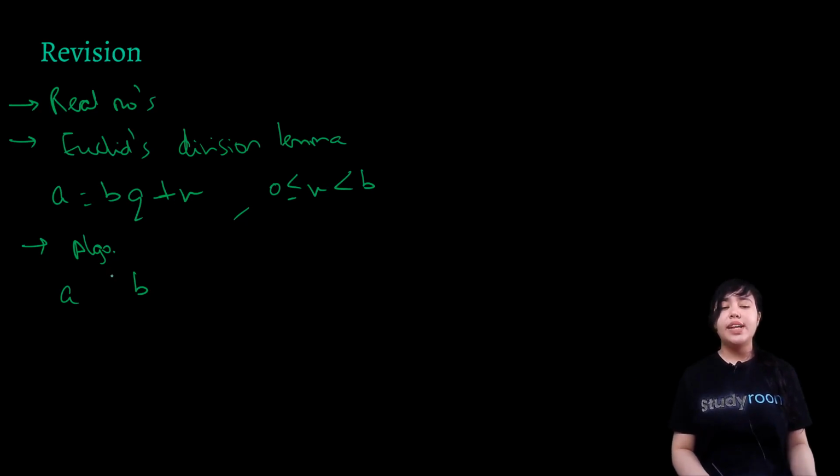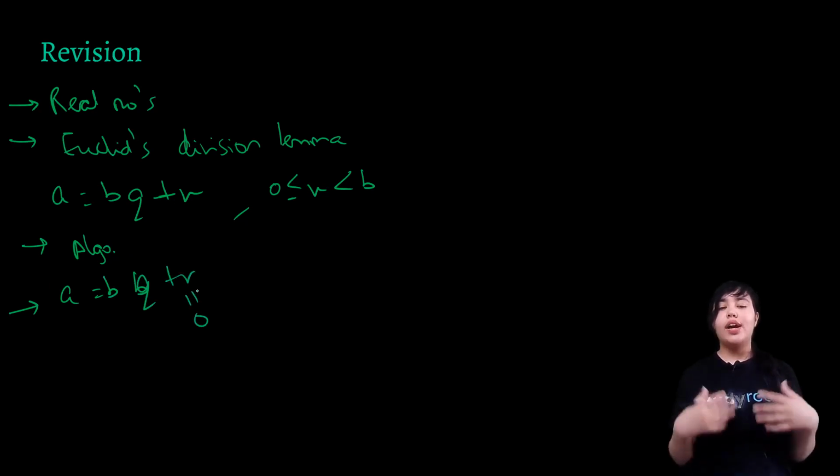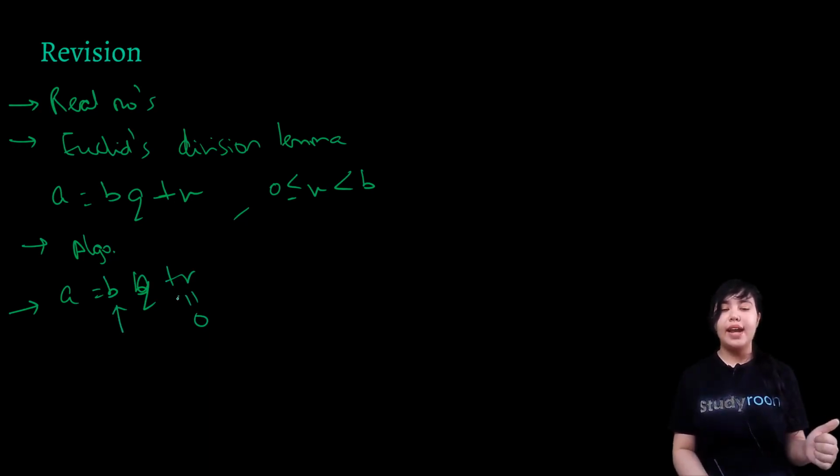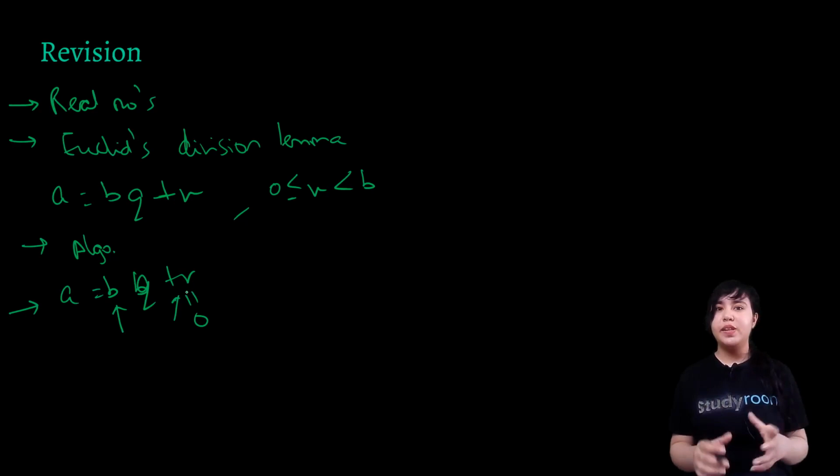So here the algorithm said that you have to apply Euclid's division lemma to them and keep on doing that till you get remainder equal to 0. If at any stage you get remainder not equal to 0, then you apply the lemma to this b and r, and ultimately when you get remainder equal to 0, whatever divisor you were having, that will be the HCF of these two numbers a and b.